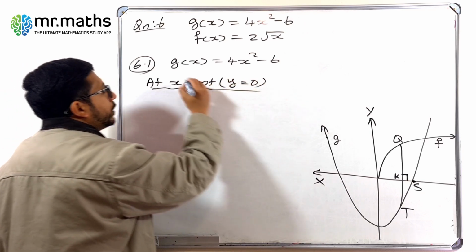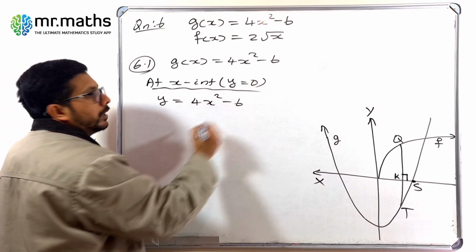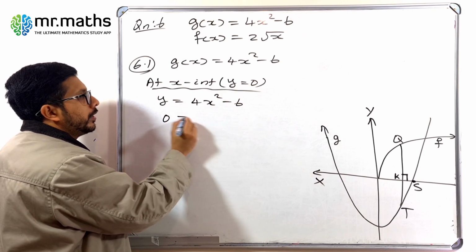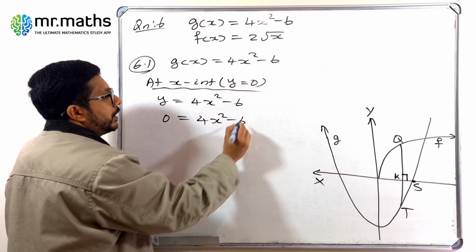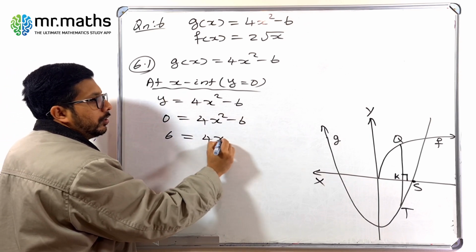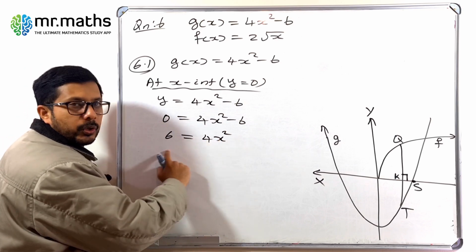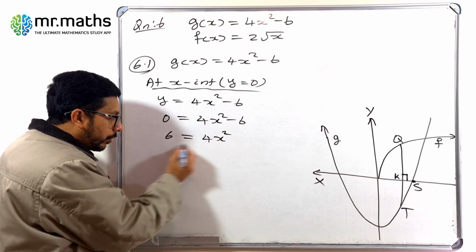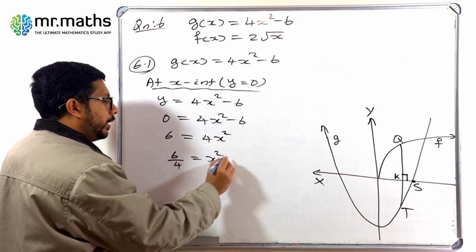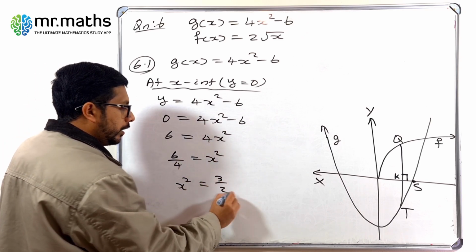Okay, so now what is our equation? Y is equal to 4x square minus 6. What is the y value? Y is equal to 0. That means 0 is equal to 4x square minus 6. Take this minus 6 to this side. So it is positive 6 is equal to 4x square. So from here, how can I find x square? You divide both the sides by 4, or this 4 will come to the denominator. Okay, so it is 6 divided by 4 is equal to x square, or x square is equal to, what is 6 by 4? Simplified, 3 by 2.